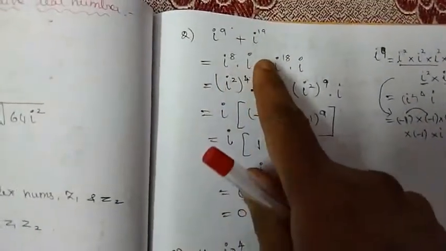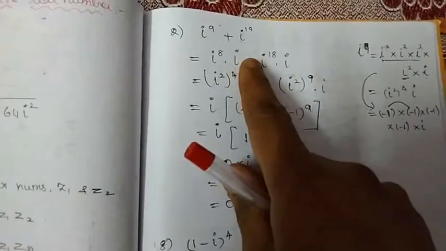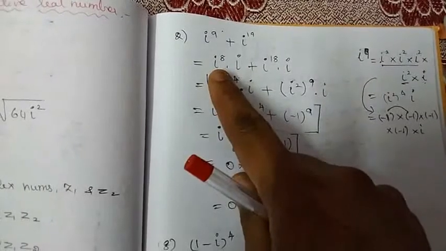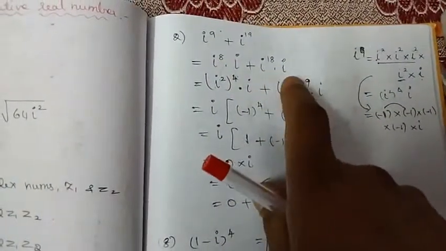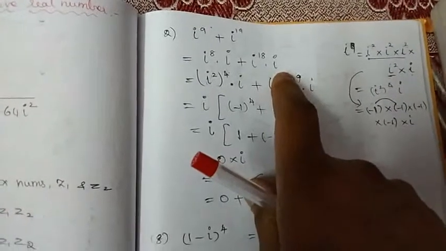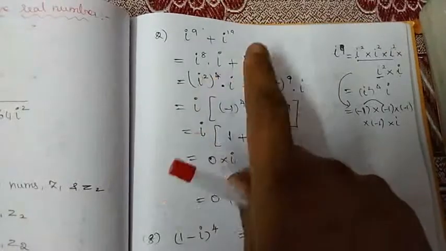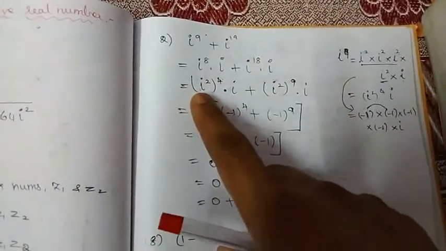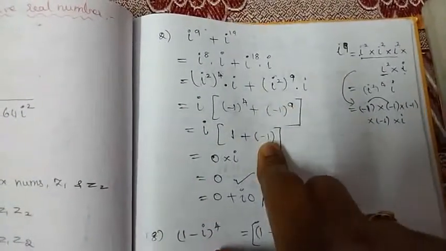If you see the next example, it is i⁹ + i¹⁹. Now how will you express it? Just now we have seen how to find the powers of i, right? So i⁹ can be written as i⁸ into i. Similarly, i¹⁸ into i. Write it in two powers, right? i⁸ can be written as (i²)⁴, i¹⁸ as (i²)⁹. Now i² is −1. (−1)⁴ will become 1. (−1)⁹ will become −1.